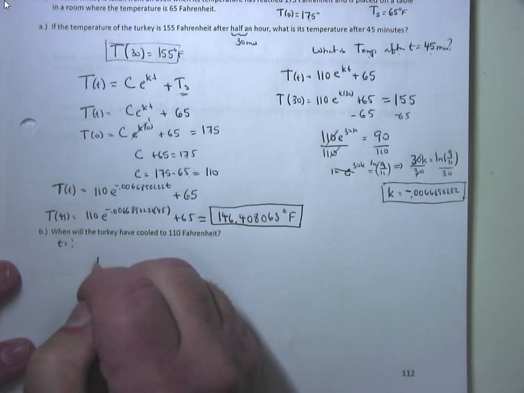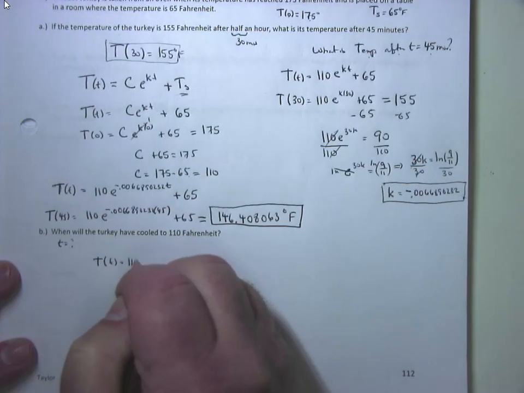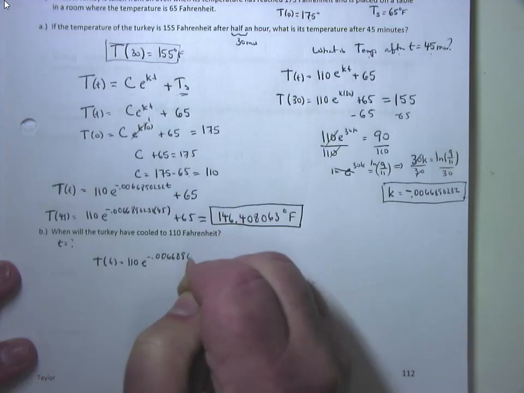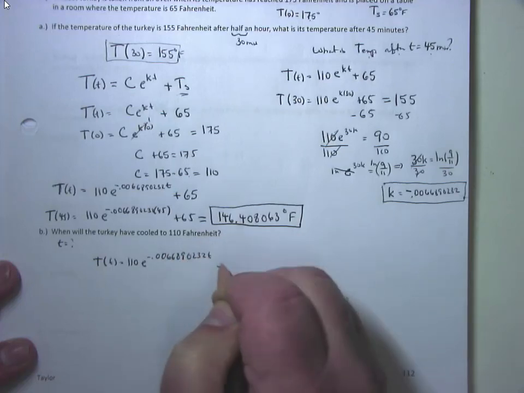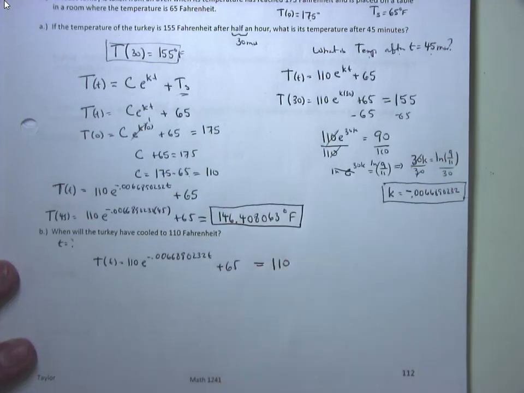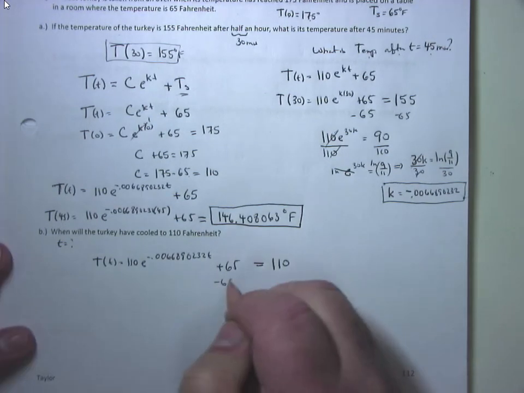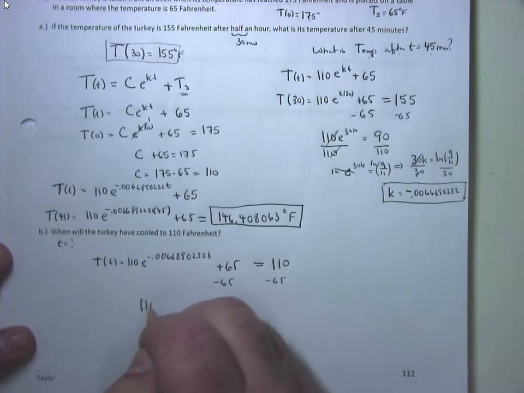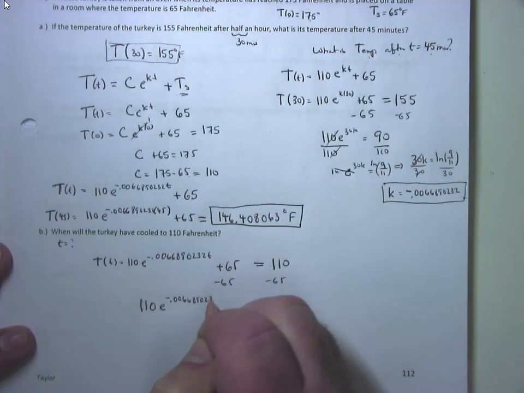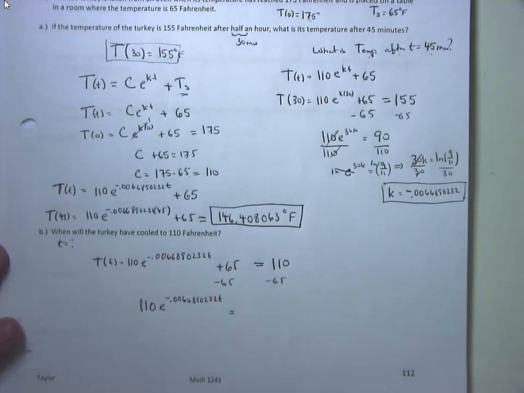So I got my equation again. Big T of little t is equal to 110 e to the negative 0.0066890232 t plus 65. And we want to figure out when that's equal to 110, solving for time. So my first move is I'm going to subtract 65 from both sides. That gives me 110 e to the negative 0.0066890232 t equals 110 minus 65, is 45.